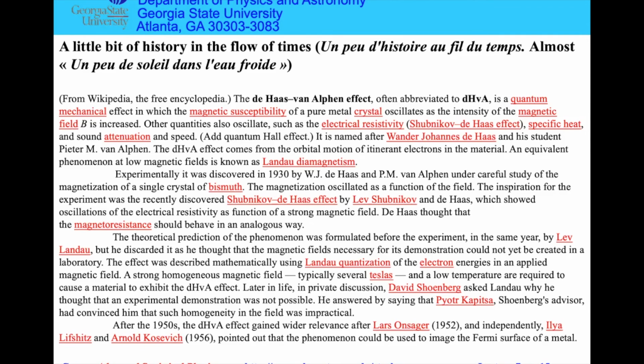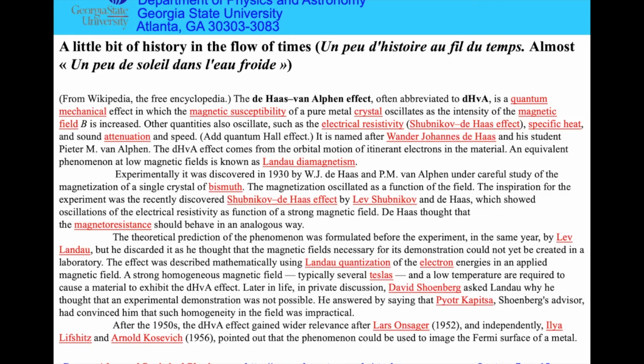And very low temperature. Low temperature became available, and then magnetic field became available. And actually, as David Schoenberg revealed, he asked Landau why he never advertised it and thought that experimental demonstration was impossible. He answered that that was the opinion of Piotr Kapitsa. Kapitsa was the experimental advisor of Landau. He was his benefactor. He got him out of the Gulag, as you know. He was everything for Landau.